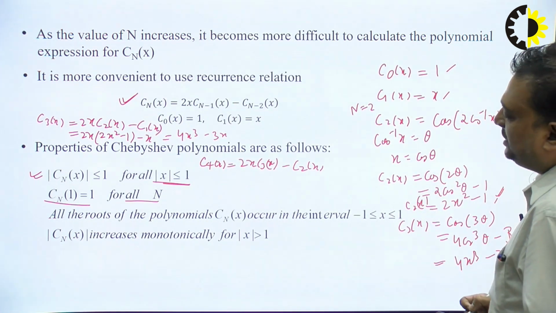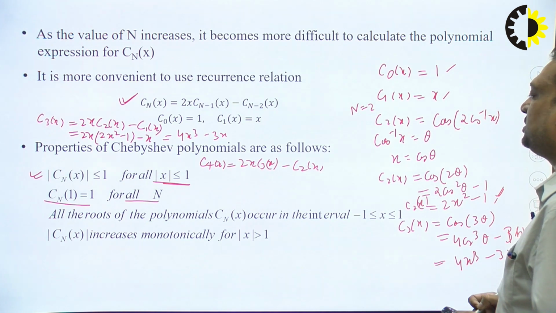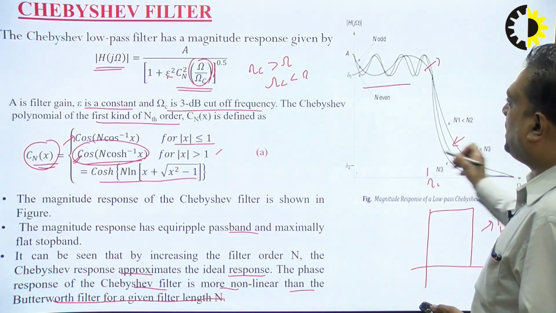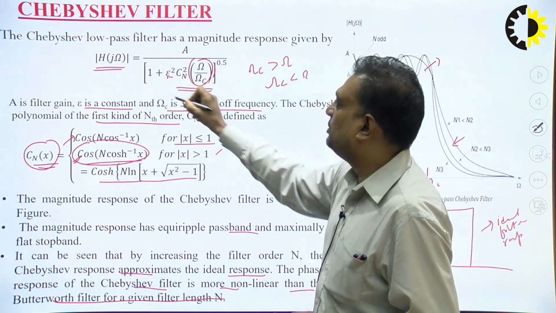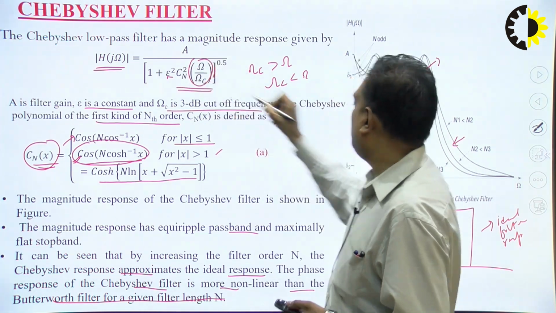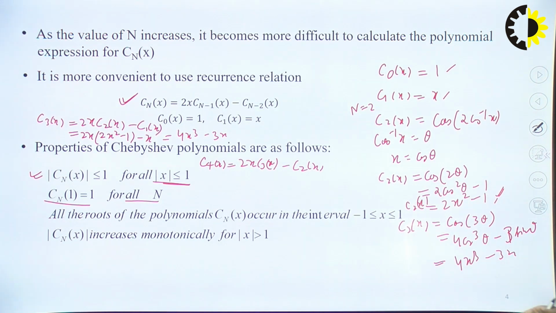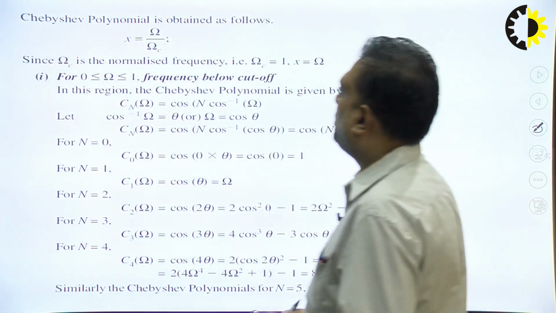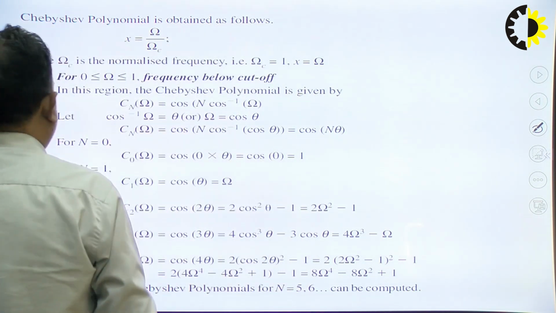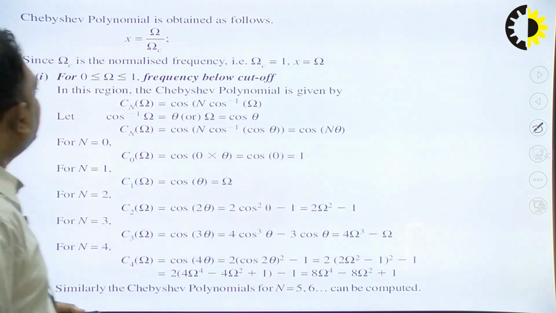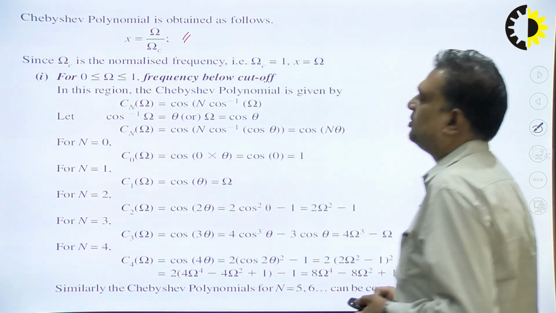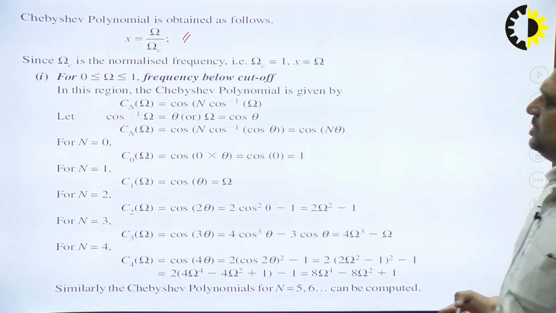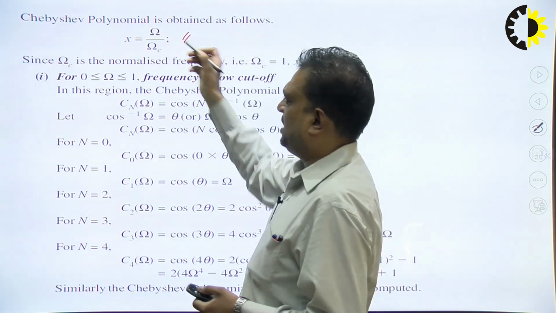So mod of Cnx increases monotonically for mod x greater than 1. This we have seen here: if this value is monotonically increasing, then in the denominator the value is monotonically increasing, so the overall value will be decreasing. Okay, so these are the properties of the Chebyshev polynomial. So this is how we have obtained the Chebyshev polynomial. Here x equals omega by omega c, that is, large omega by large omega c.